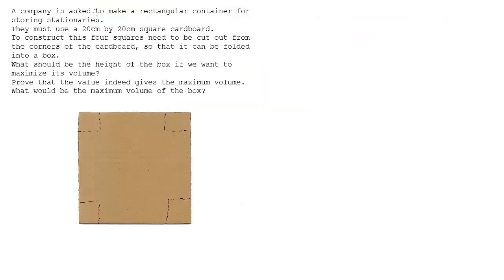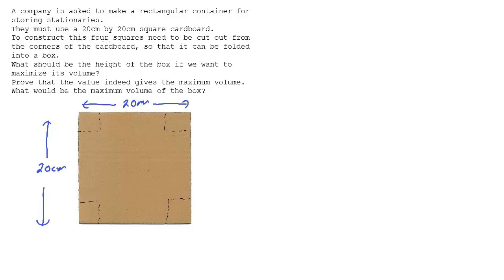So a company is asked to make a rectangular container for storing stationeries. They must use a 20 centimeter by 20 centimeter square board like the packets they make in shops. So this is 20 centimeter, so around here, and it's 20 centimeter, so it's a square.